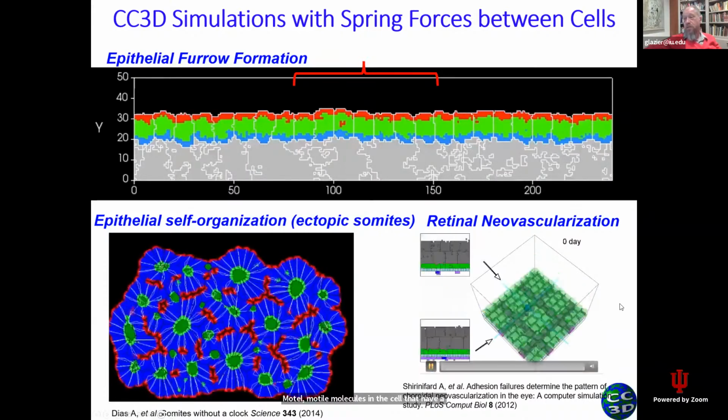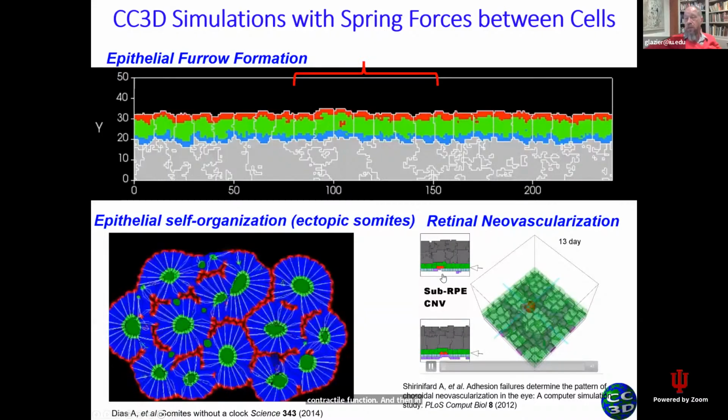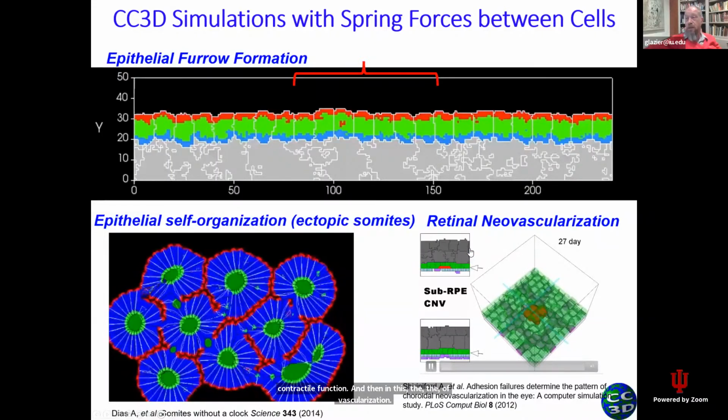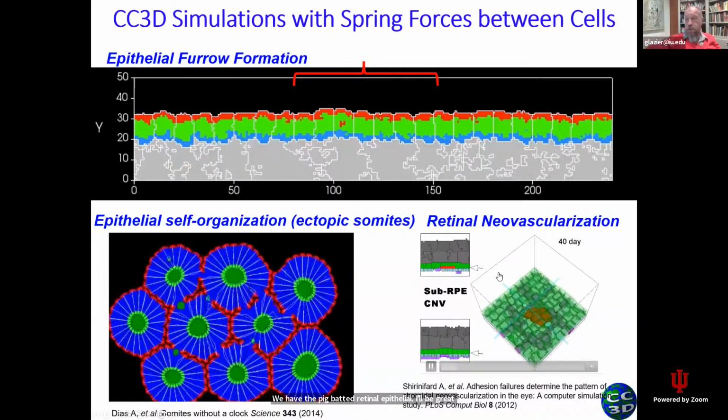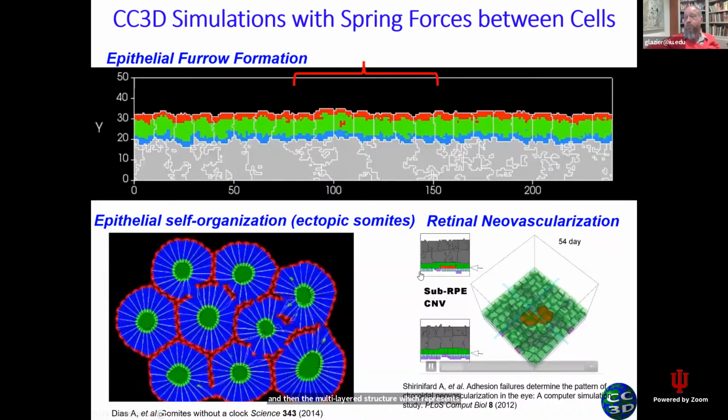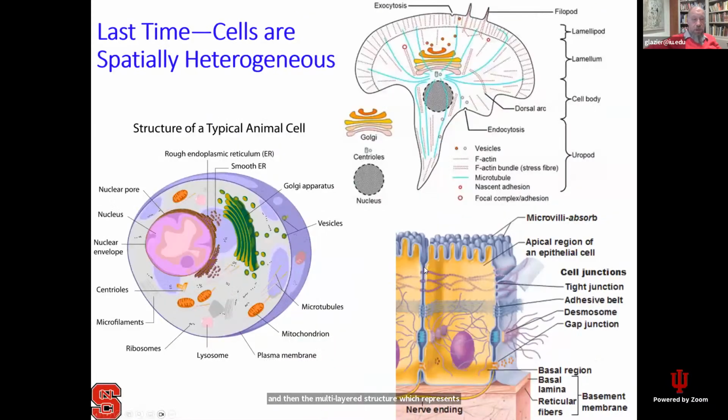And then in this retinal neovascularization, we have the pigmented retinal epithelium in green, and then the multi-layered structure, which represents the photoreceptors on top of it. As we saw last time, cells have a lot of different shapes. They can be polarized in a direction where they're crawling. This would be typical of something like a fibroblast or a keratocyte. And epithelial cells have, we saw the basic architecture here.